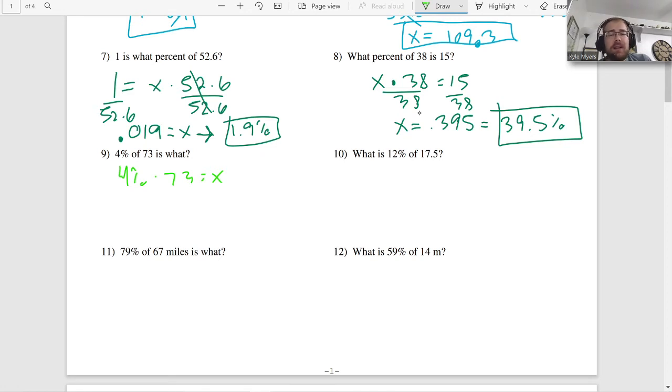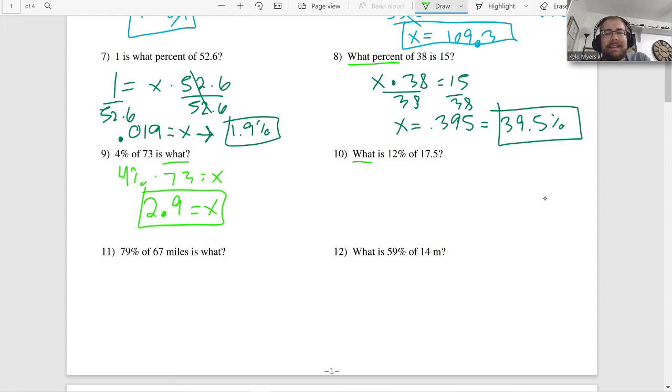So 4% is 0.04 times, of means times, 73 equals 2.92. And we're going to round to one decimal place, so 2.9. Okay, we round to one decimal place because we already have the percent in the problem. We are not solving for a percent, so we just round to one decimal place. We don't have to worry about that add 2 to it rule. That was only for number 8 because they're asking for the percent. Here they're asking for what?